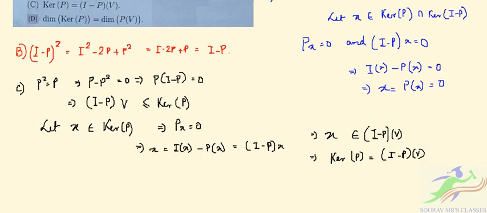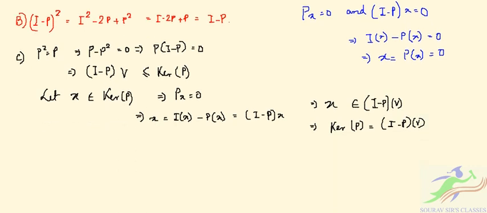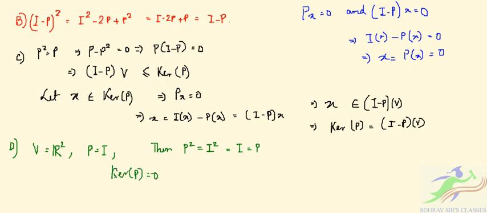Our last option is: dimension of the kernel of P equal to dimension of P of V. Take V equal to the real space R2. So we take P equal to I. Then P square will be I square, which is nothing but I. Again, I is equal to P. So the kernel of P is equal to 0.